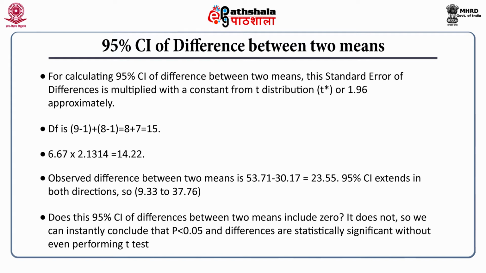Now the question is, does this confidence interval include our null hypothesis? Our null hypothesis is that the two group means are the same. That means group 1 mean minus group 2 mean is 0, so the difference between the two group means is 0. This particular range does not include the null hypothesis. So we can conclude instantly that the results are statistically significant and the p-value must be less than 0.05.